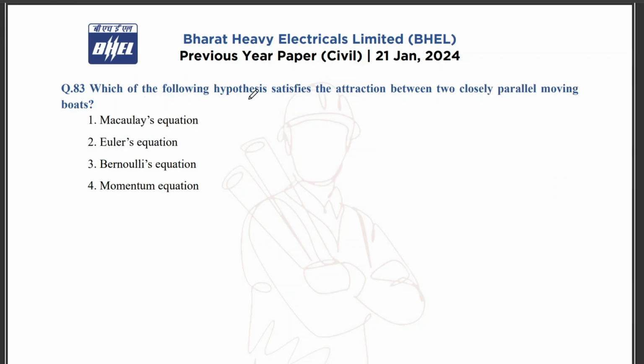83. Which of the following principles explains the attraction between two closely parallel moving boats? This principle is followed by Bernoulli's equation, because it states that an increase in speed of a fluid occurs simultaneously with a decrease in pressure or a decrease in the fluid's potential energy.